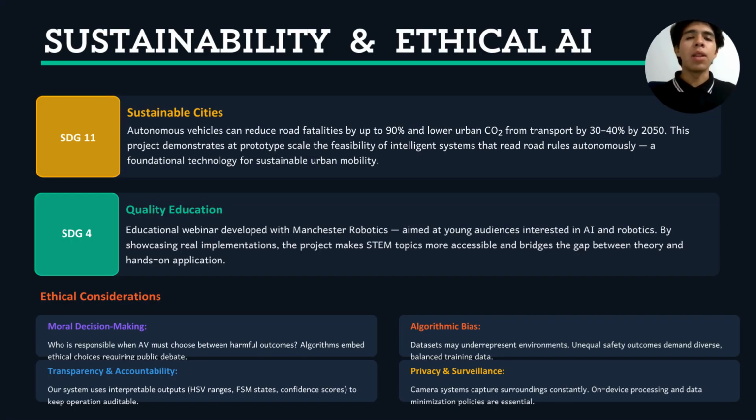Even though this is a small scale project, we connected to two SDGs. SDG 11, because we work on exactly the same problems a real autonomous vehicle would face, with lane perception, traffic lights, making decisions at intersections. It's the same problem, just smaller. And SDG 4, because we collaborated with Manchester Robotics on a webinar to bring these topics closer to younger students.